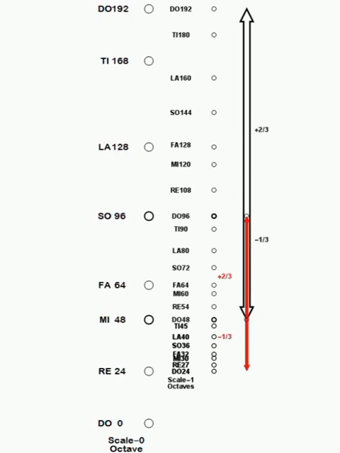Because these diagrams are drawn to scale according to frequency, you can see that 2/3 of the length of each range goes upwards, plus 2/3, and 1/3 downwards, minus 1/3. The Do 48 at Mi 48 can go up 48 units to the Do 96 at So 96, or down 24 to the Do 24 at Re 24. The ranges of the 2 oscillating Dos overlap in what is called the Mi-So area of coincidence.